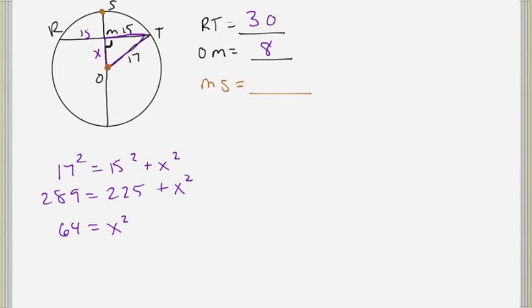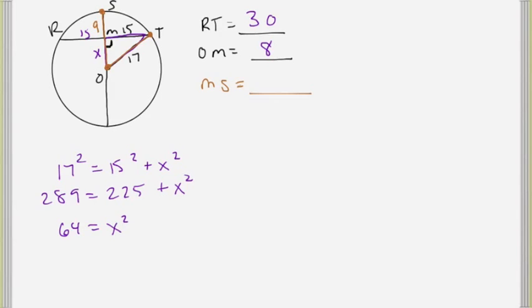Okay, so every time we connect the center to the edge of the circle, it is a radius, no matter what direction we draw it in. So OS is a radius, and all radii should be the same length. So if OT is 17, then OS should also be 17. And if we just found that x is equal to 8, then the rest of that must be equal to 9.